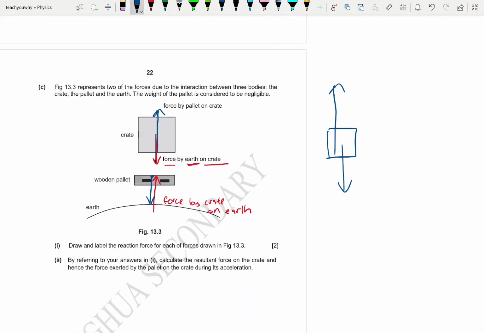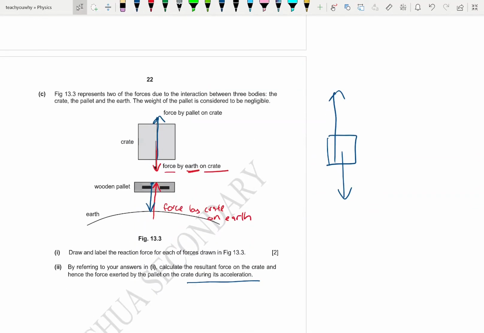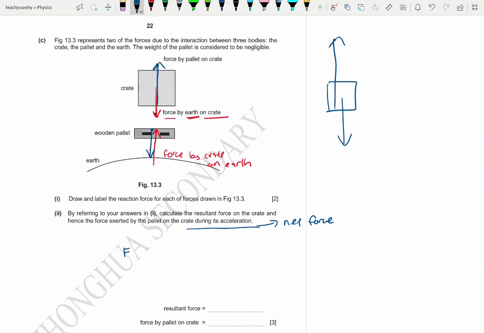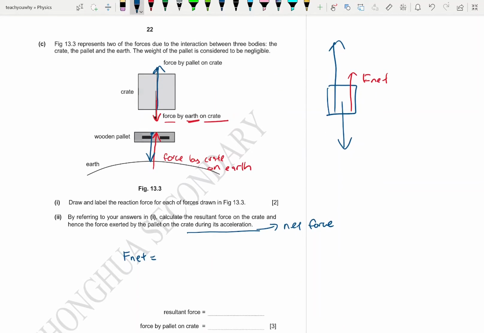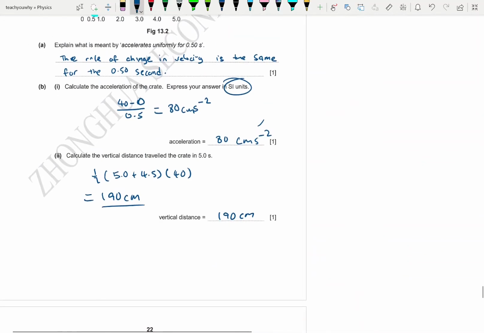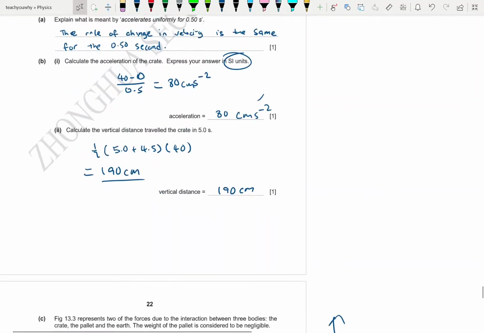First thing first, they say that during its acceleration, when there is acceleration, there is net force. Whenever there is acceleration, F net is equal to what? What is my net force? There is a net force F net here. My net force is equal to the reaction force minus the weight. And my net force we can calculate using the acceleration.